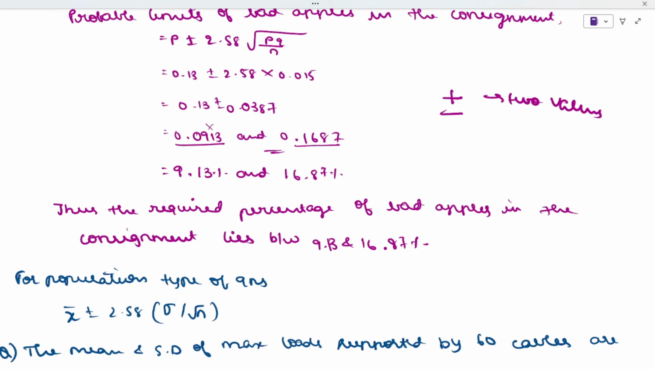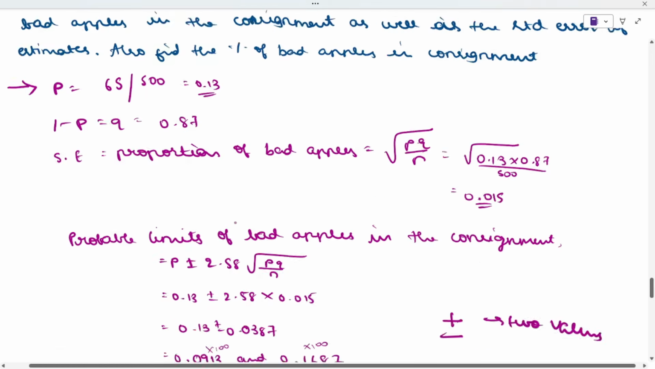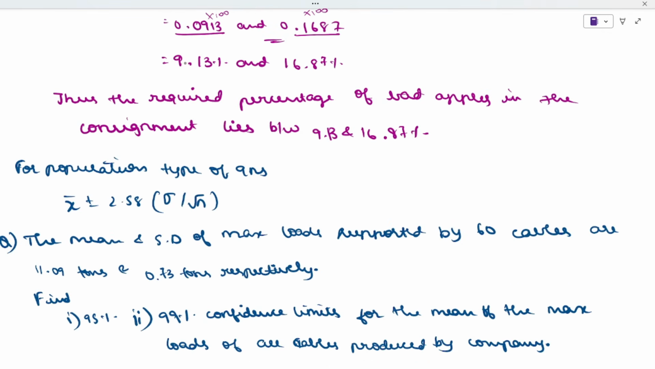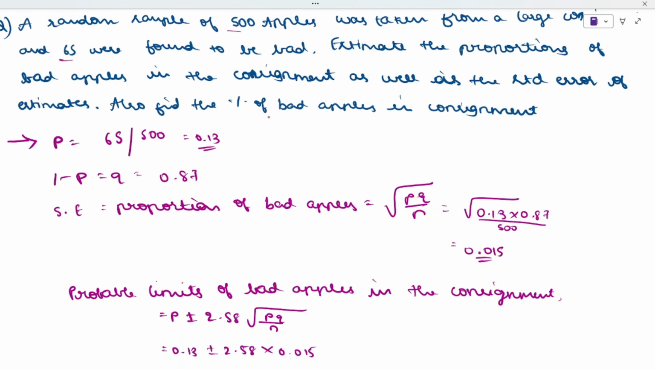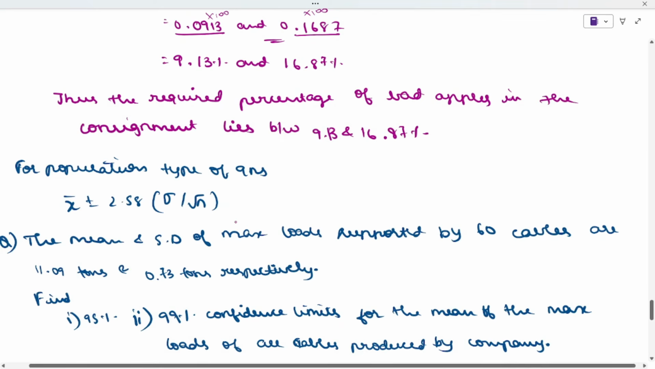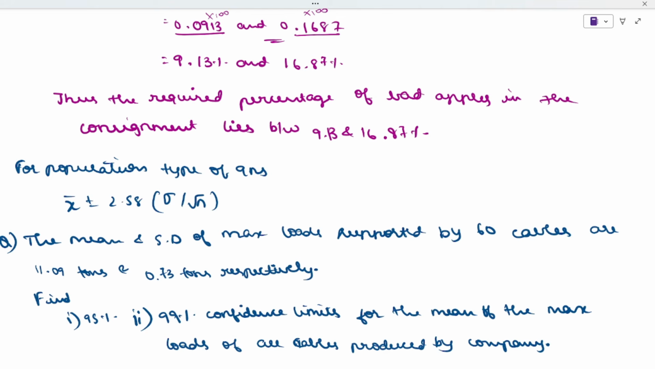You will multiply it with 100, because you want it in percentage. They have asked what percent. Okay, you will say 9.13 and 16.87. The required percentage of bad apples in the consignment. See what percentage they have asked: find the percentage of bad apples in the consignment. So you'll write it as between 9.13 and 16.87. This is for the sample type.